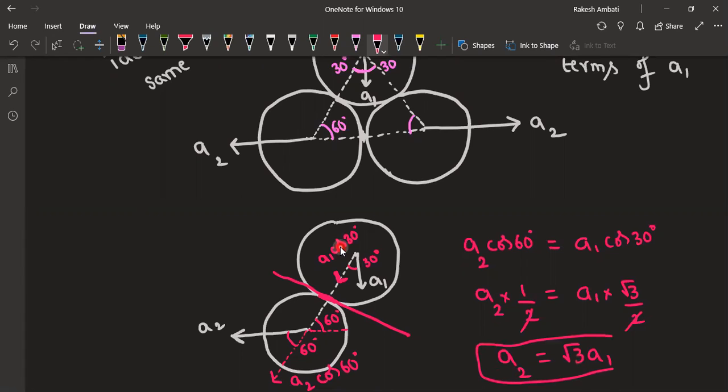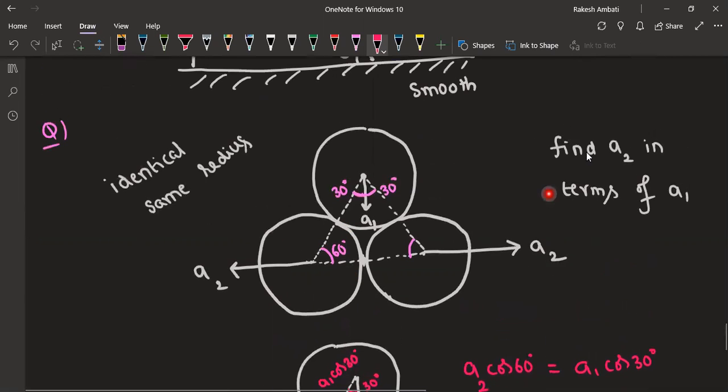Now, this is the question, and what is the question? We have to find A2 in terms of A1. So finding A2 in terms of A1.